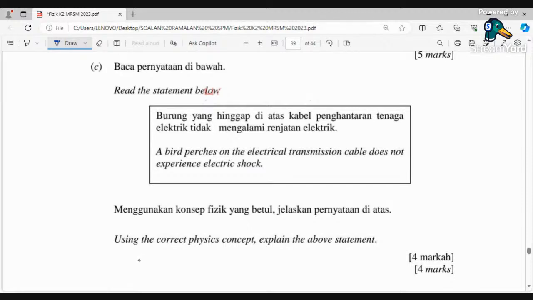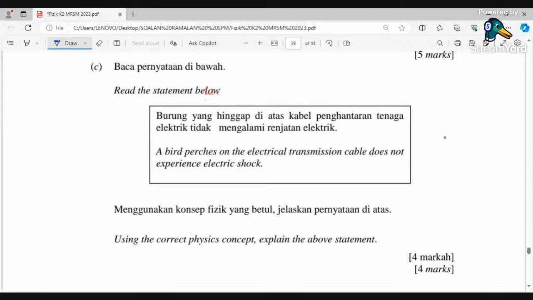Okay, thus the resistance of the wire is smaller. Resistance of wire is smaller. This question is 4 marks. Okay, potential difference or voltage is small. Electric current flowing through the bird is also small. So it's not enough to cause electric shock to the bird.